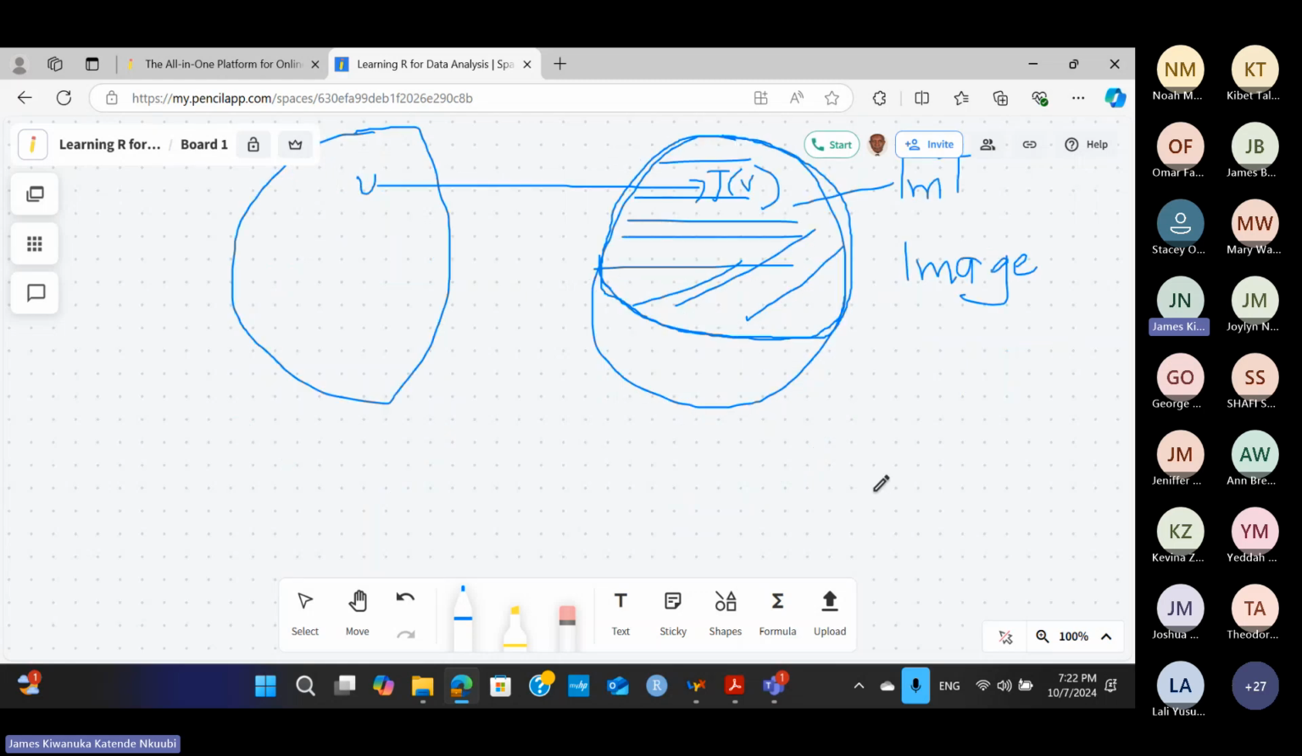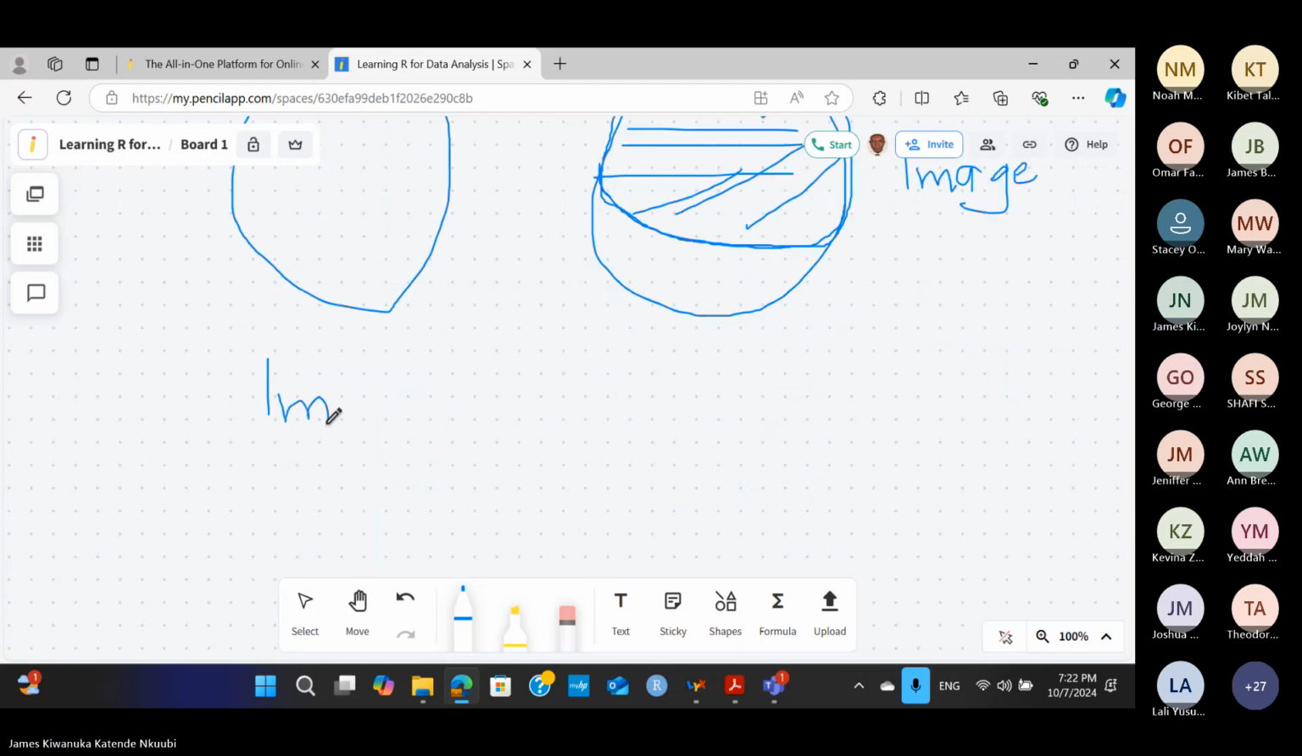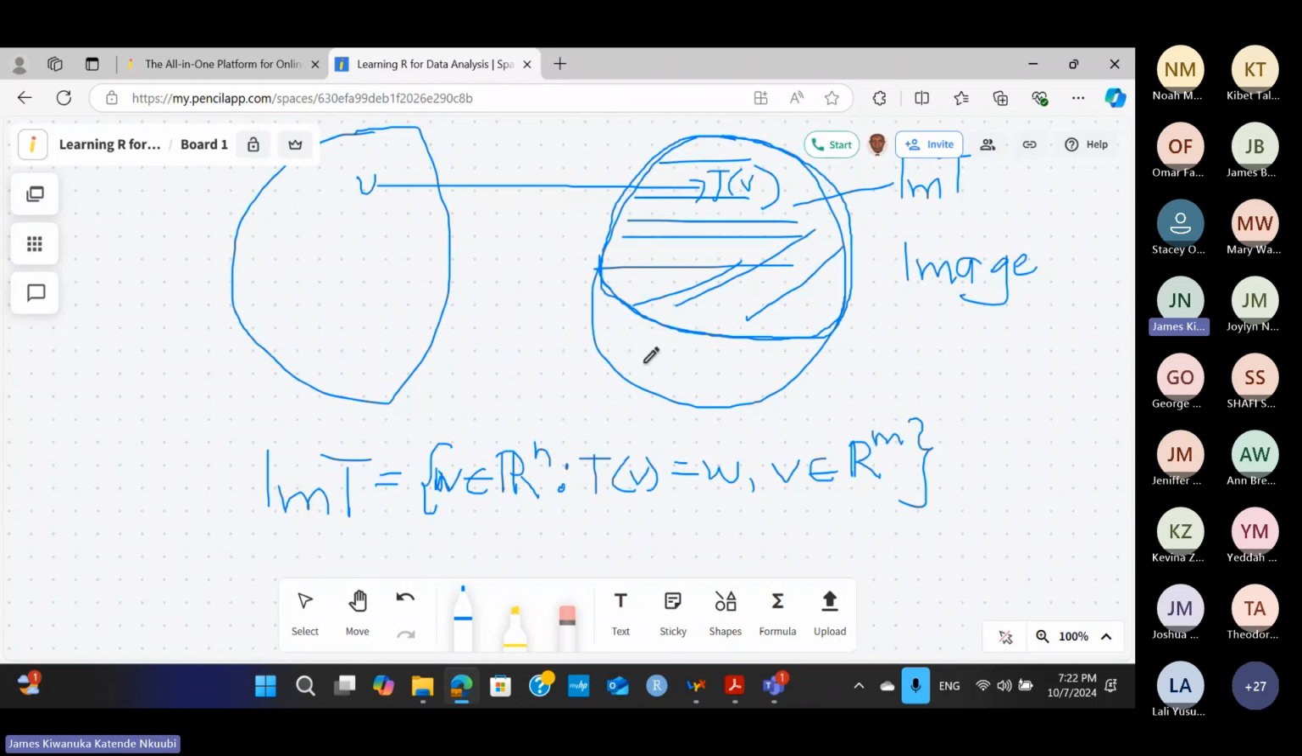So if you are to write it out using the set notation, the image of T in our case will be all vectors, some vectors in this case Rm. No, the image is not in Rm. So let's call it W. It will be all vectors W in Rn for which we can find a vector V, which will be mapped onto W, where V is a vector from the domain being Rm. So this gives you the definition of the image.